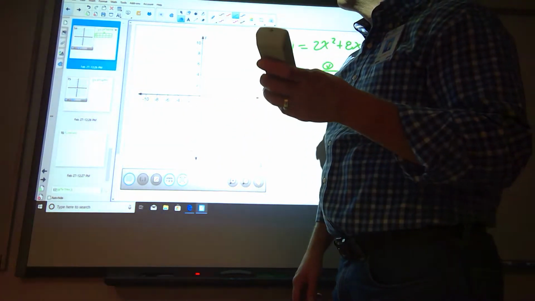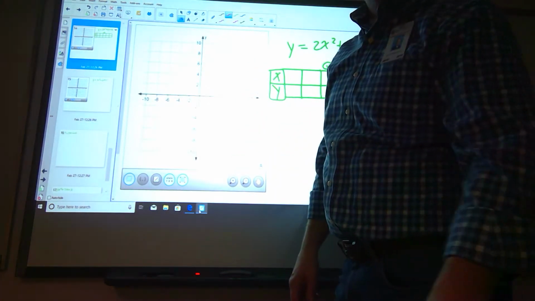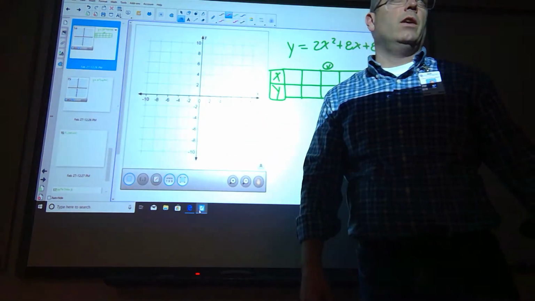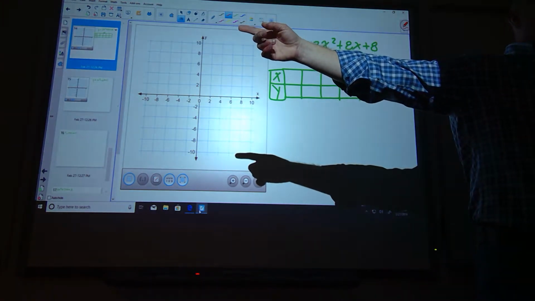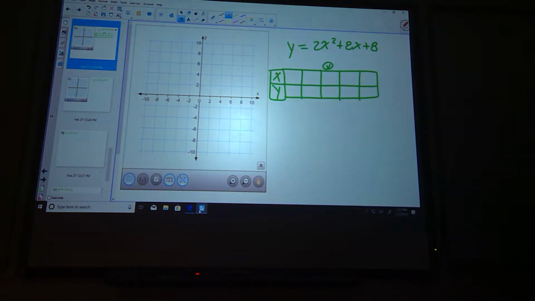What is domain mean again? Well, domain on these is nice because it's always negative to positive infinity. So it's going forever left and right. Oh yeah. The range is where it starts. So if it's opening up, it's your lowest point to infinity. If it's opening down, it's your highest point to negative infinity, or negative infinity is your highest point.